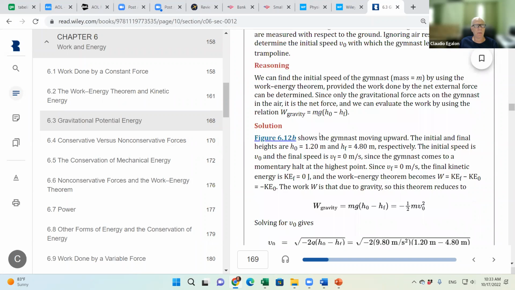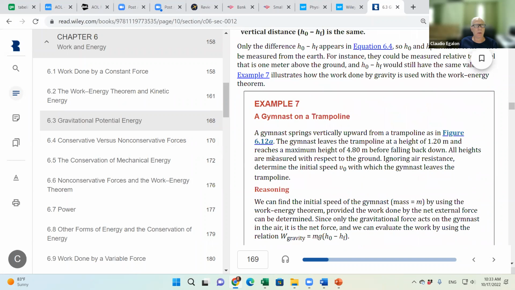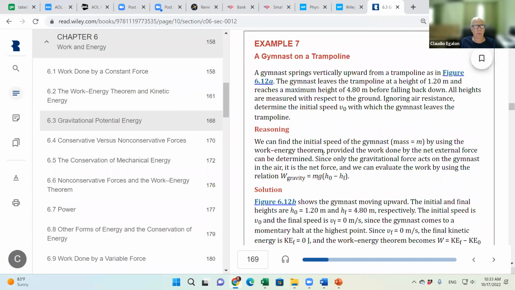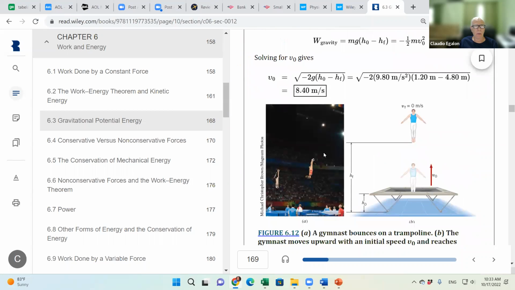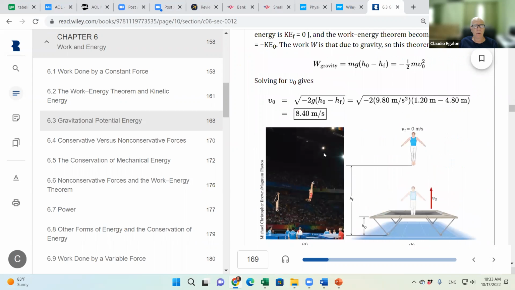And we can, let's see here, a gymnast on a trampoline. Let's do this example, right? A gymnast springs vertically upwards from a trampoline as in figure 6.12a. Here you go, the trampoline here.